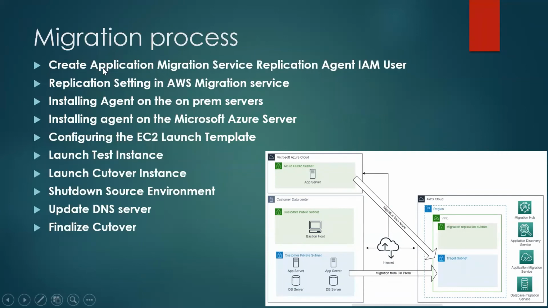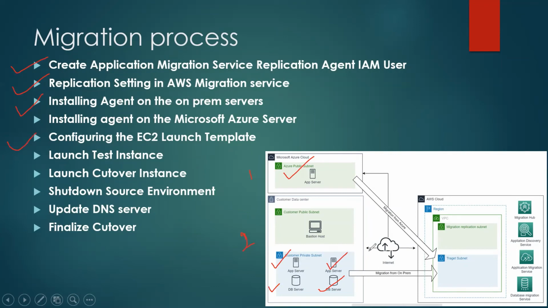These are the basic steps of the migration process that I'll cover in the series. Create Application Migration Service, the replication IAM user, then replication settings, and installing the agents on the on-premises servers. We will install the agents of Application Migration Service on these servers, and also on Azure. There are two parts: in part 1, we will migrate servers from Microsoft Azure, with a similar approach, but I'll show you only the differences. Then configure the EC2 launch template.